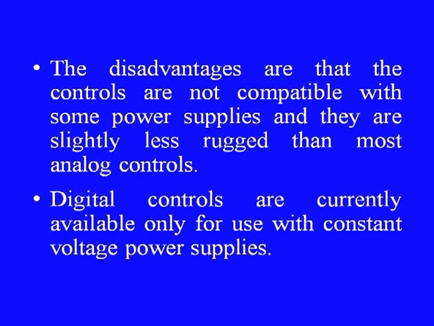The greater advantage of digital controls is their precise control of the welding process. The disadvantages are that the controls are not compatible with some power supplies, and they are slightly less rugged than most analog controls. Digital controls are currently available only for use with constant voltage power supplies. These controls provide wire feed speed adjustments, that is current control, then power supply adjustments, that is voltage control, and weld start stop, automatic and manual travel on offs.